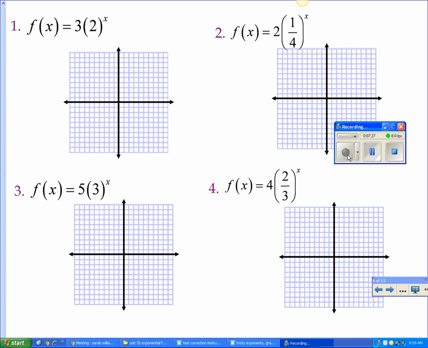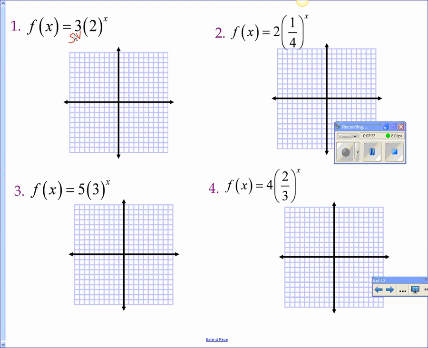Okay. On number 1, guys, what is the 3? Starting value. What is the other word for starting value? Good. Label it on your paper. Everyone, I should see pencils moving. Label 3 as your starting value and your y-intercept. So where does 3 go on the graph?